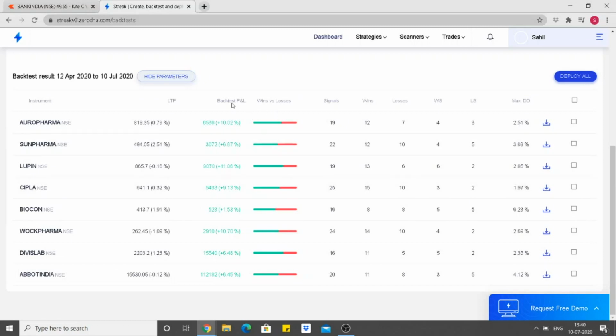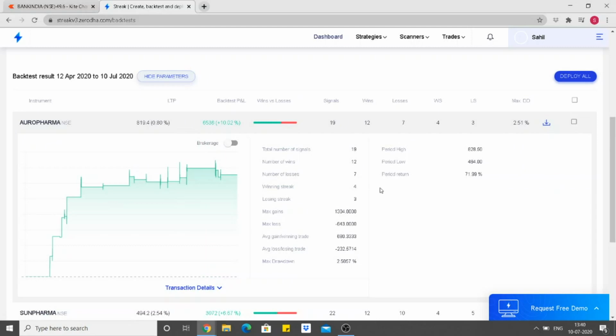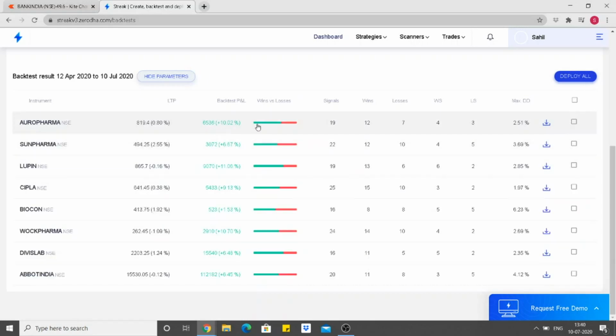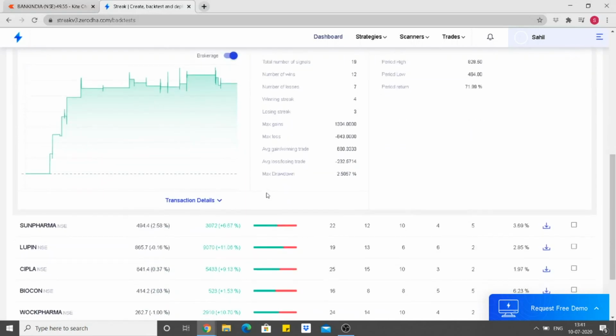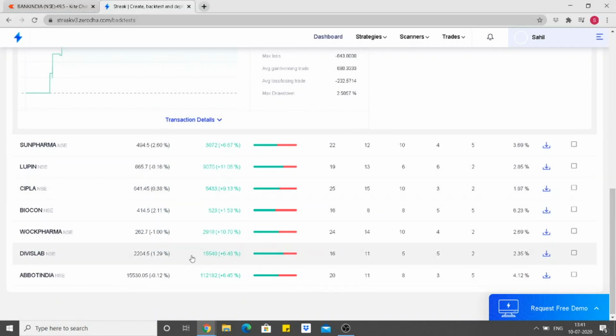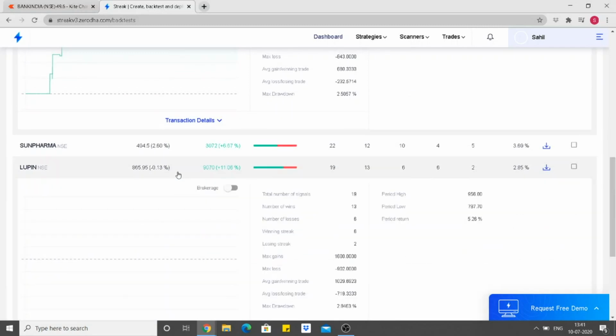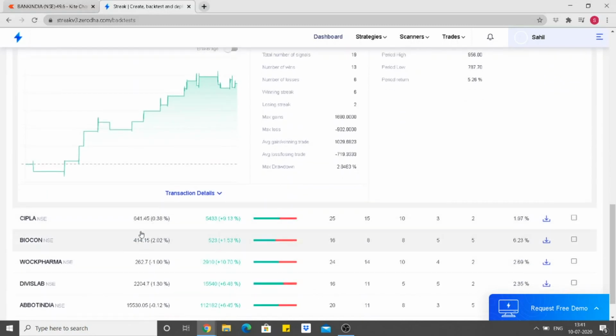Okay, so we can see the backtest has run and it has given us these results here. We can see that the period return for Oro Pharma has been 72%. That is, in the backtest period, the stock has gone 72% up. And by using a counter trend strategy, we have still generated around 10% of returns, right? And if we adjust this for brokerage, still it is a 9% return using a counter trend strategy, correct? We've gotten good results also in Lupin and in Cipla.